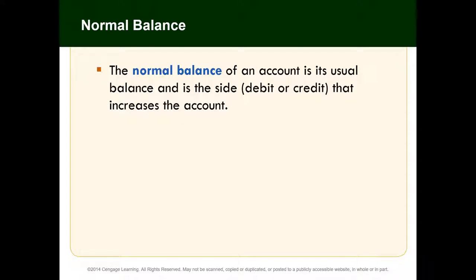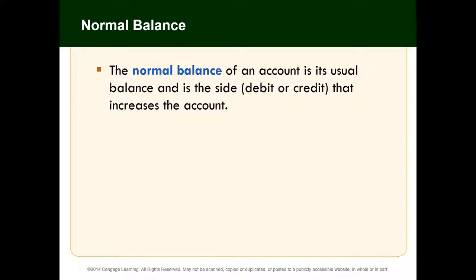So what happens if you see a cash with a balance on the right side? It's not right. That means you are in the hole, in the negative, in the red. Land, building, equipment, machines, cash, accounts receivable: the normal balance should always be on the left side. This is the rule: where the account increases, that's where the normal balance should be.